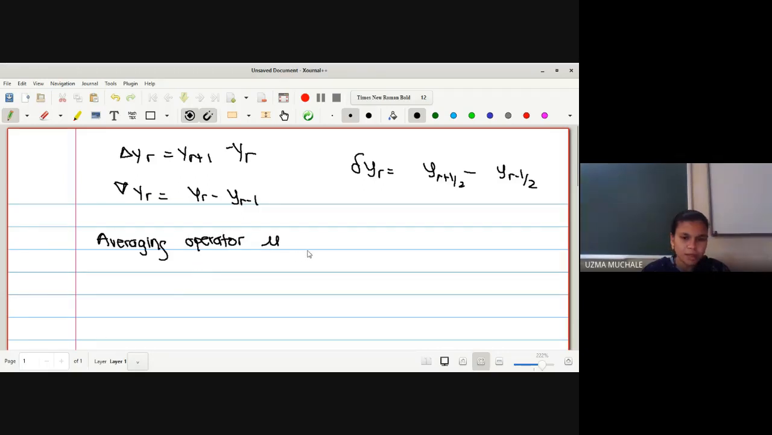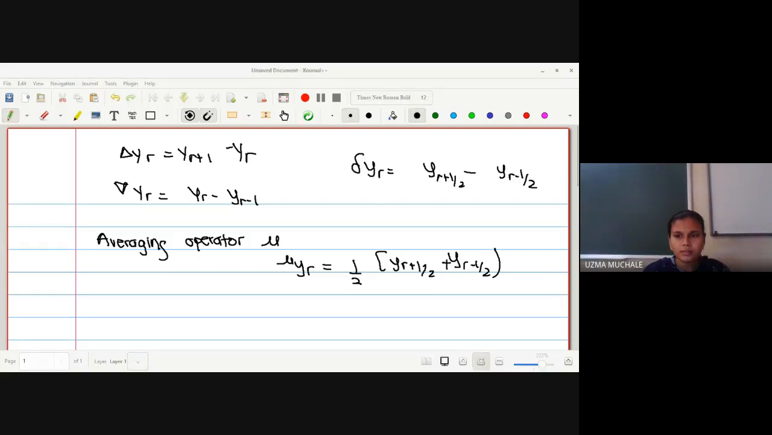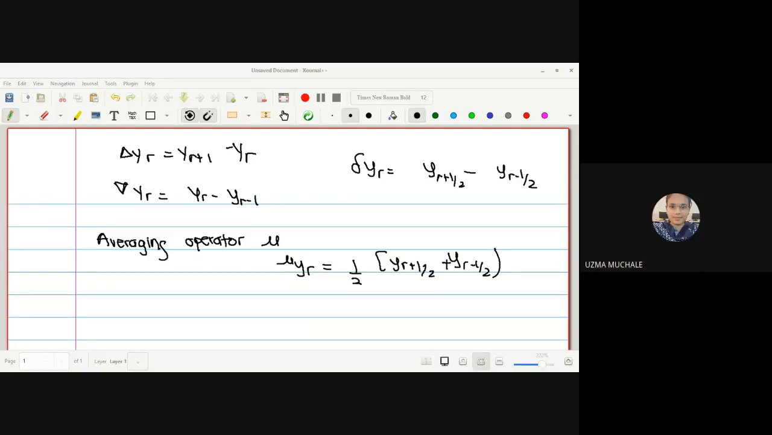For the averaging operator mu, we can write mu yr is equal to 1 upon 2 times yr plus half plus yr minus half. Okay. It is called averaging. In the forward and backward difference formulas we have yr plus 1 minus yr, but in the averaging operator it is written in the form of the average of two terms. So the averaging operator of yr is written as 1 upon 2 times yr plus half plus yr minus half.